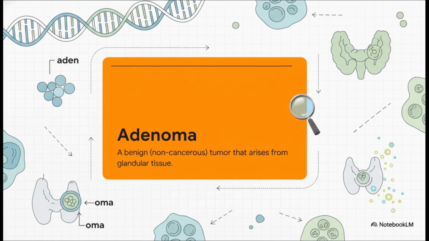All right, next up, adenoma. See, we've still got our root aden for gland, but this time we're swapping out a suffix for oma, and oma means tumor. So an adenoma is a non-cancerous or benign tumor that pops up in glandular tissue. Now, this is super important. Just because it's benign doesn't mean it's harmless. Not at all. If one of these shows up on, say, your pituitary or thyroid gland, it can start pumping out extra hormones and cause some really serious problems.